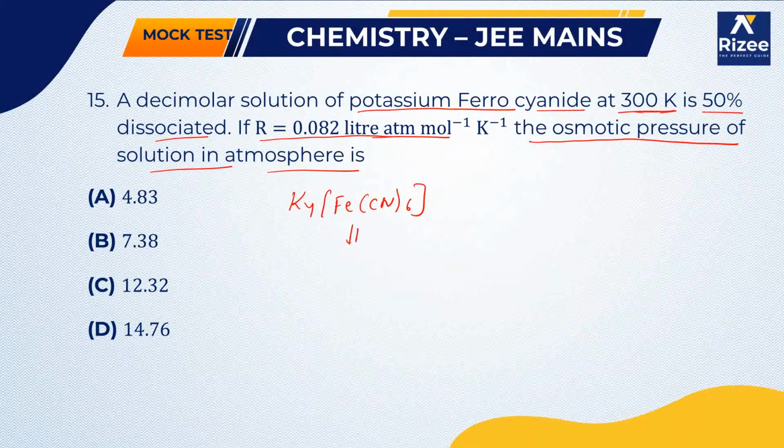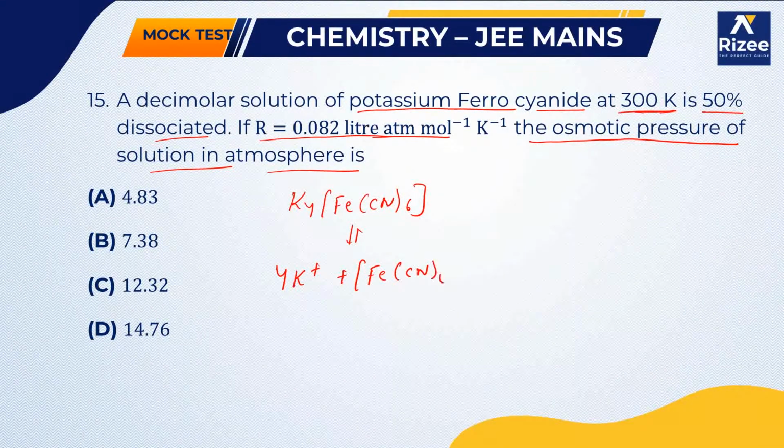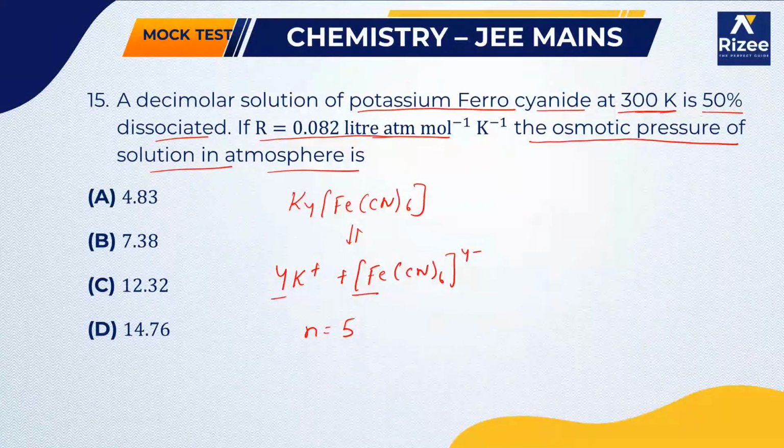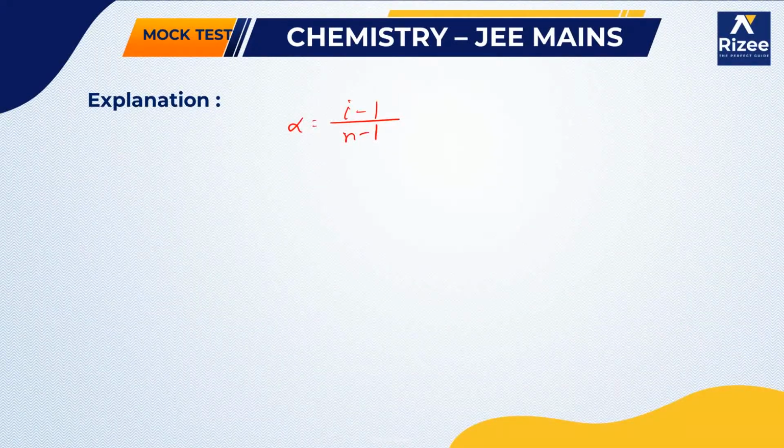So if you dissociate this, what happens? We will get 4K+ and [Fe(CN)6]4-. This means here the number of ions is 4 plus 1, so we can write n value is equal to 5. So using the Van't Hoff factor formula, we can write alpha is equal to (i minus 1) by (n minus 1). In the question he has already given that it is 50% dissociated, so we can write alpha as 0.5. We don't know the value of i, so i minus 1, and the n value we have found as 5, so we can write 5 minus 1. So from here we can find that i will be equal to 3.